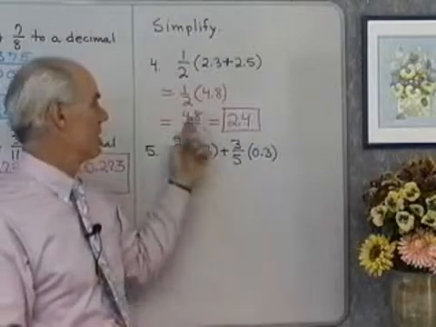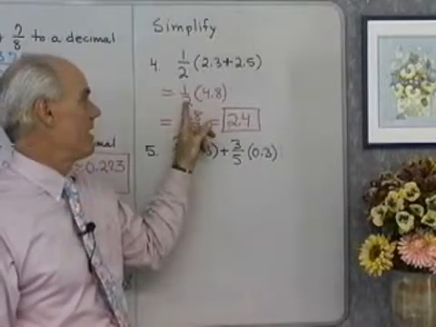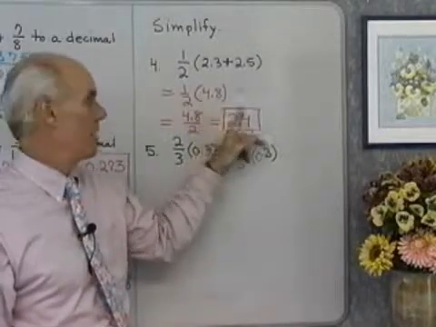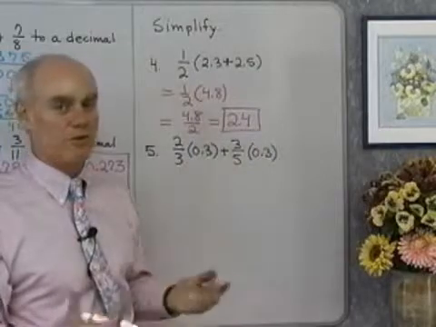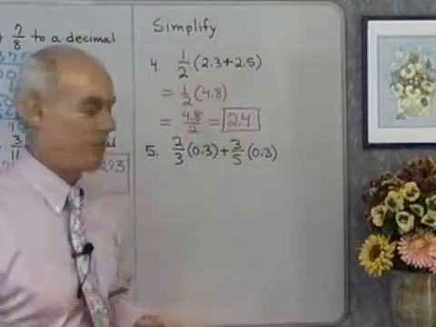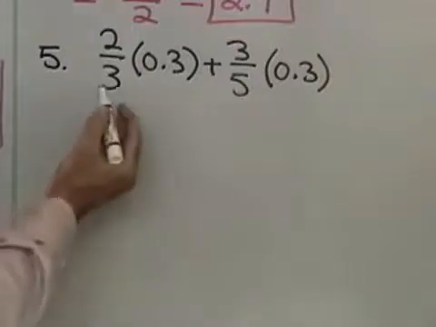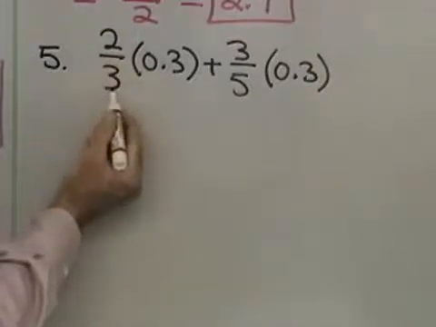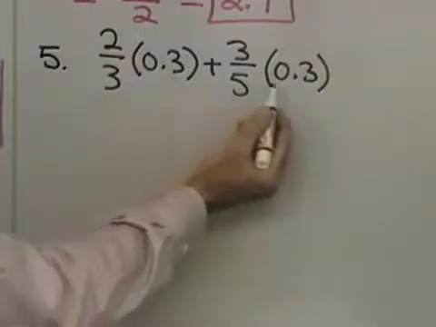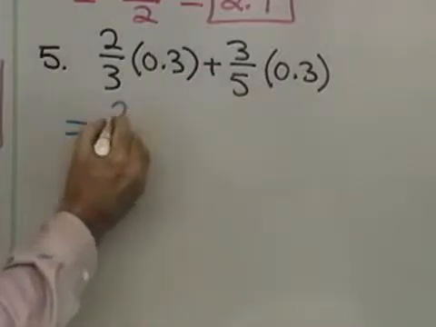If I had done it the other way, I might have changed this to 0.5. If I multiply 0.5 times 4.8, I'm still going to get 2.4, so you really can't go wrong. Here's another problem. How about 2/3 times 0.3 and then 3/5 times 0.3? Well, let's see. This will be kind of hard to change to a decimal. Let's change our decimals to fractions and see what happens.